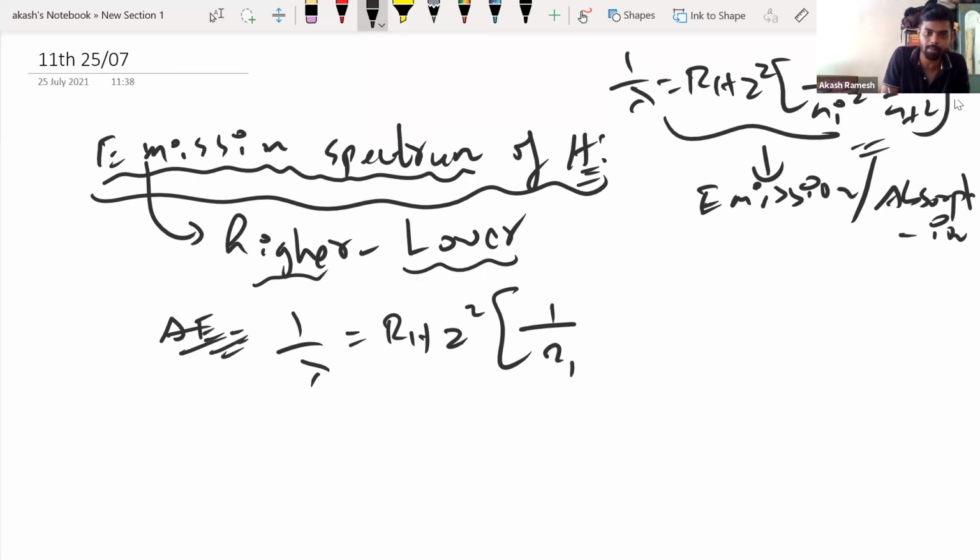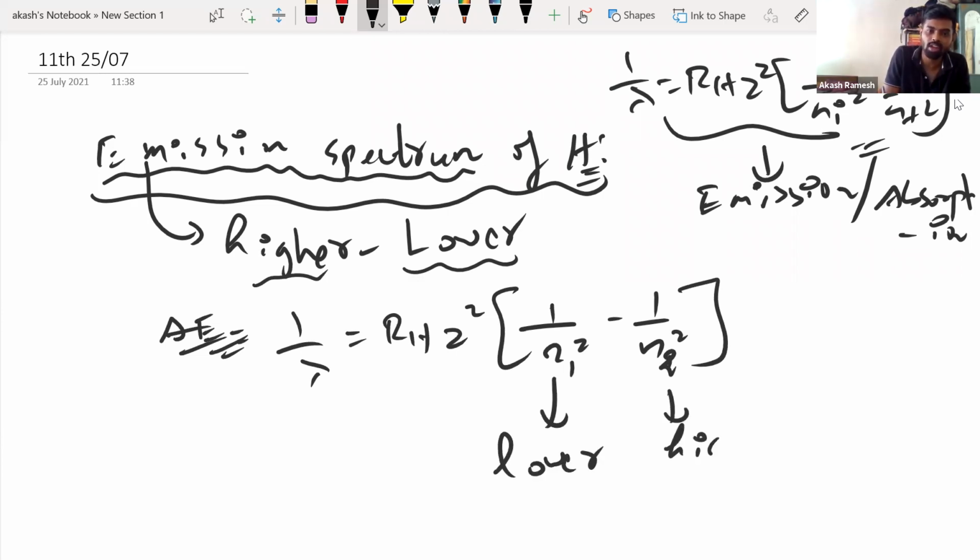It is very simple. It is 1 by N1 squared minus 1 by N2 squared. Now this N1 is the lower orbit, and this N2 is the higher orbit. Here it was different. It was initial and final orbit, depending on where the electron goes from. But here it is defined that it is going to come from a higher orbit to a lower orbit for sure, because we're talking about emission spectrum. So N1 is the lower orbit, N2 is the higher orbit.